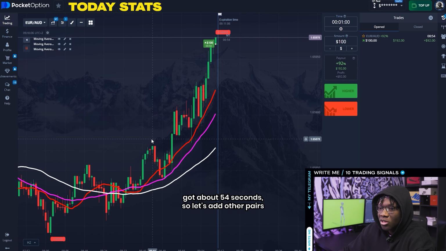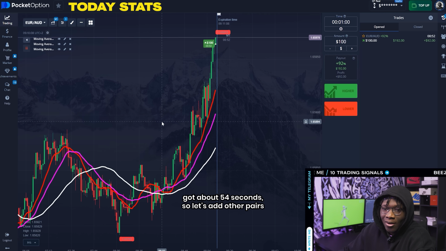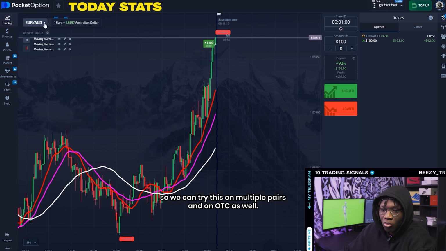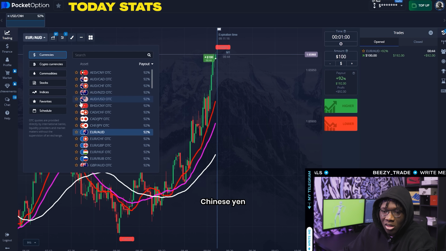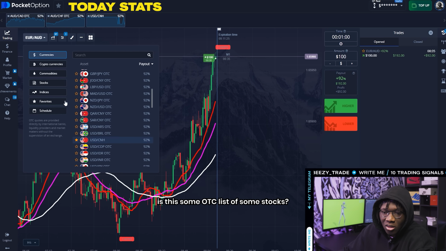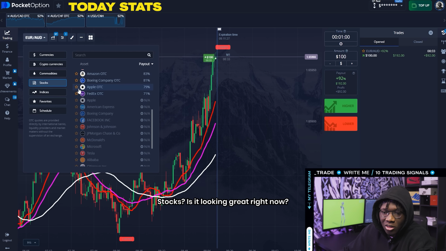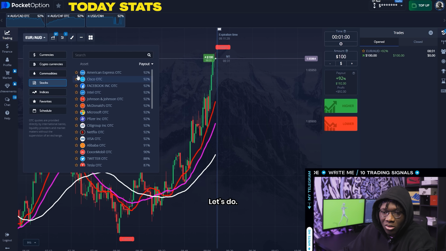Got about 54 seconds, so let's add other pairs so we can try this on multiple pairs and on OTC as well. So I'm going to add USD Chinese yen. Let's do a bunch. Let's do some OTCs. Let's do some stocks. The stocks aren't looking great right now.